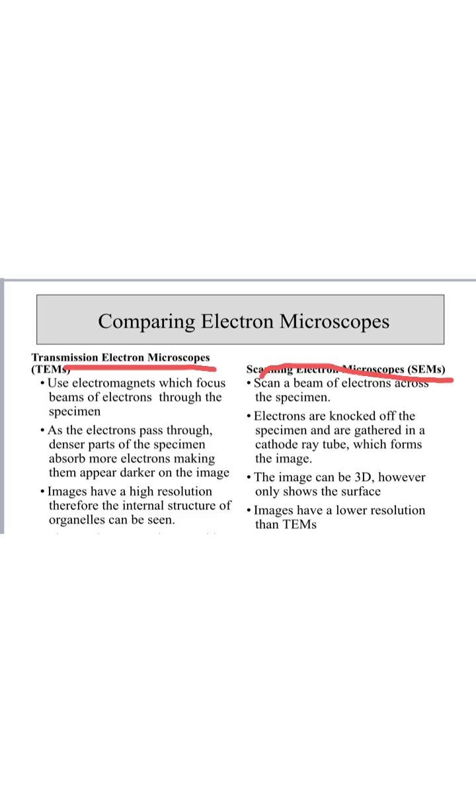But as you can probably imagine, because the electrons pass over the specimen, this means that the image you get isn't internal structure, it's only the external structure. However, because the electrons pass over, they can form a full 3D structure. Having said that, they do have a lower resolution than the transmission electron microscope, but an advantage is that we can use them on thicker specimens because we aren't passing electrons directly through the specimen, the electrons are passing over the specimen.